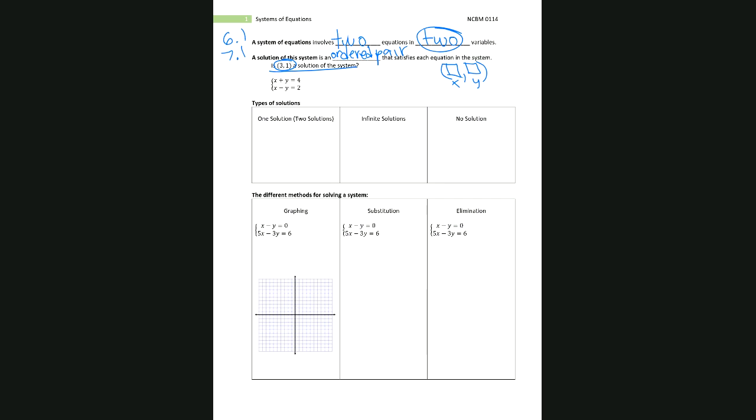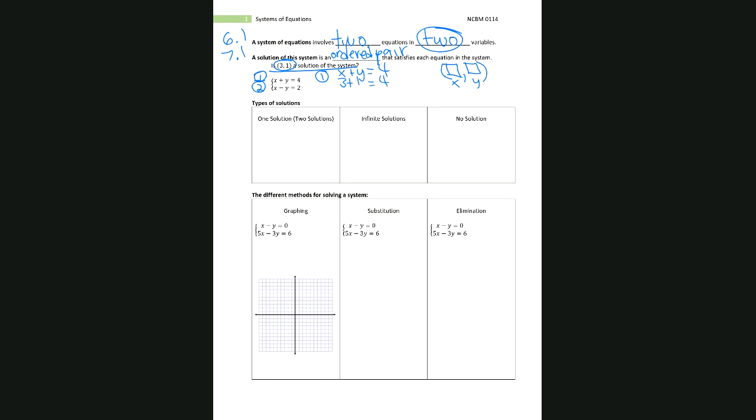All right. So the first question says, is this ordered pair (3, 1) a solution of the system? What we need to do is substitute it. We take equation 1, I like to number them, and equation 2. We substitute first in equation 1. Instead of x plus y equals 4, we put a 3 for the x and a 1 for the y, and that will give me 4.